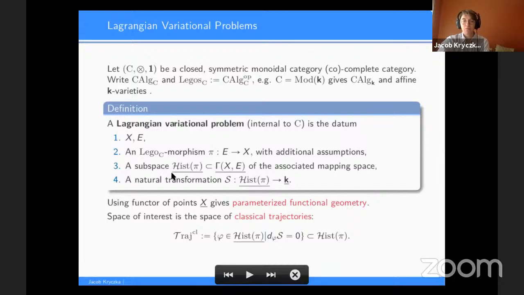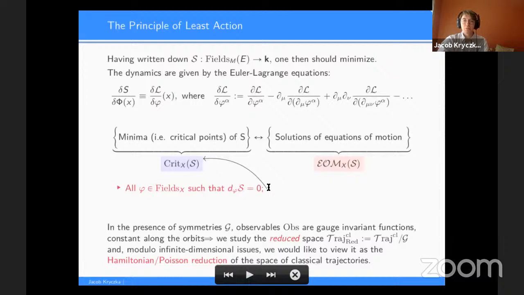Here and throughout the talks today, I will use an underline on a given space to emphasize that I'm viewing it as a functor of points. If you don't know what this is, that's all right. I'll be using this word a lot in the plenary talk, but I'll make it more precise if you need in the parallel session. Using the functor of points is important. For instance, it gives us a way to talk about parameterized functional geometry on spaces of trajectories, and this is important in physics. Typically our space of interest is actually the critical locus, or the space of classical trajectories. These are all the histories that satisfy this relation here, which defines the extrema of the functional. Of course, this is the principle of least action that I'm sure everyone is familiar with. It gives us a way of passing from the critical space, so all fields that are extrema for the functional, to those fields satisfying a system of PDEs, namely the Euler-Lagrange equations.